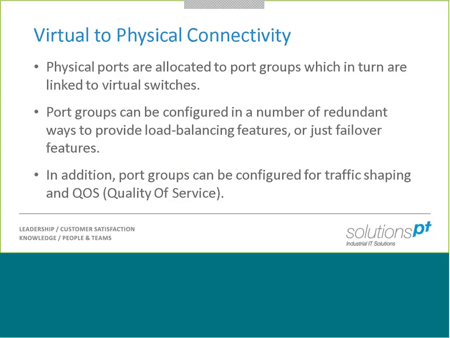So when we're actually connecting the virtual world to the physical world, we will allocate our physical ports into port groups. And it's the port groups which will in turn be linked to the virtual switches. So we can easily add or remove ports if we need to, and that's not a problem. We then have the ability in our port groups to configure a number of different redundancy features. We can have load balancing features where we are using both ports actively, or we can just have failover features where all traffic is sent down one port and the other one will take over in case of an issue with the primary port.